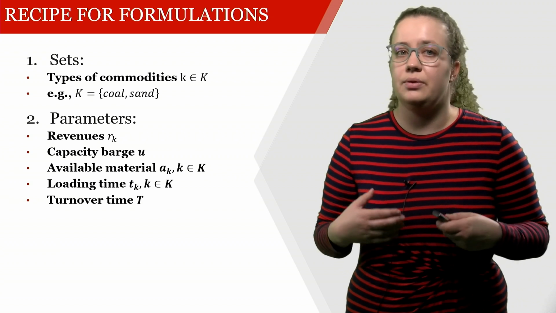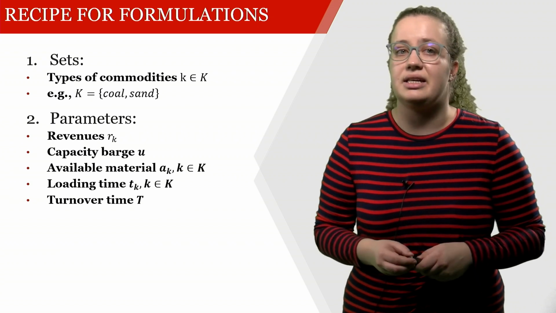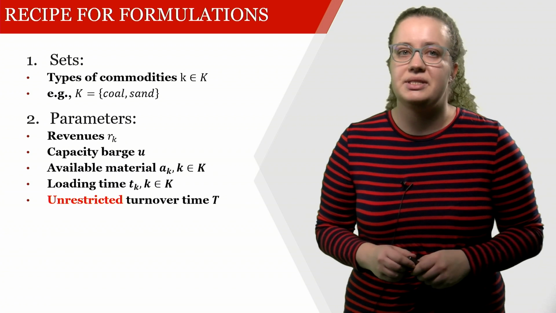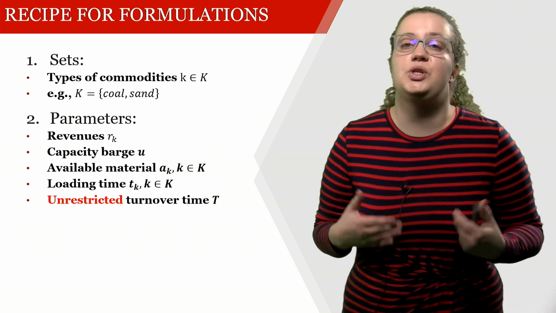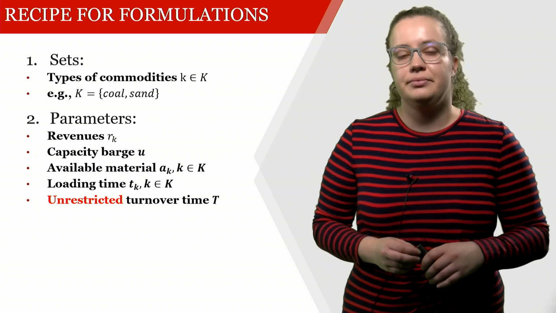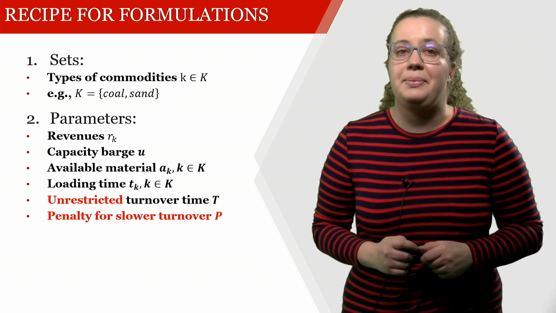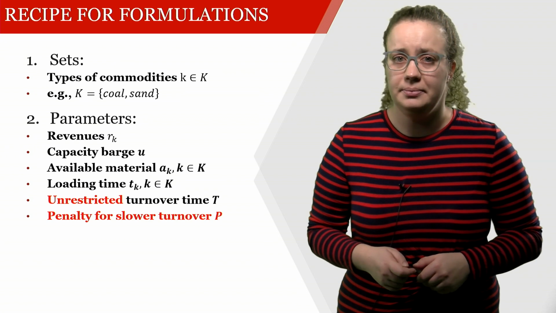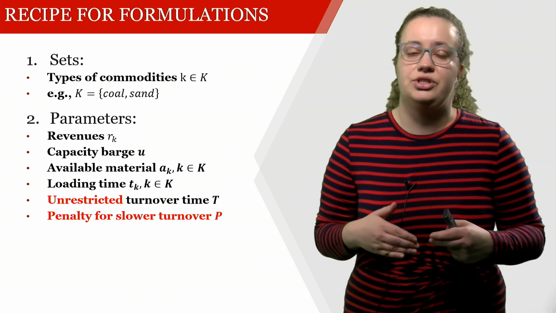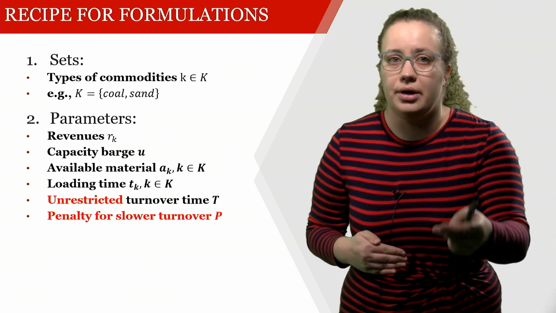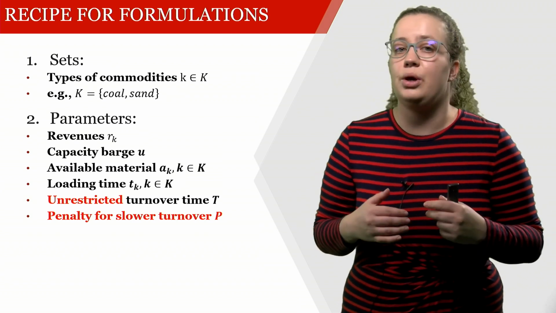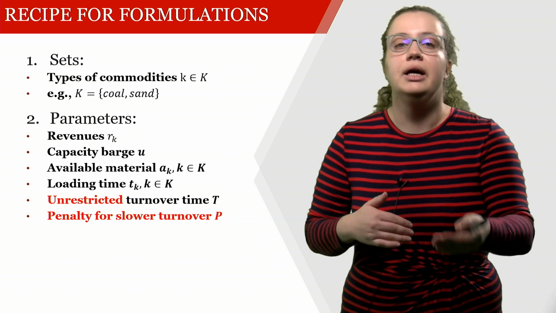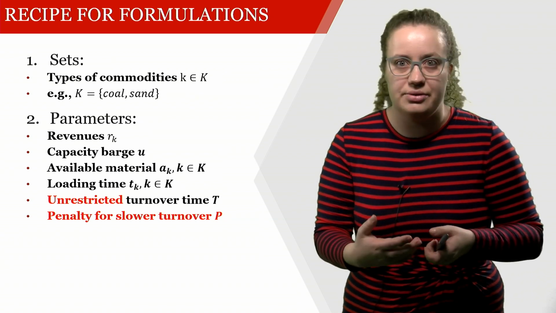So now we don't have T as in the turnover time, but T becomes the unrestricted turnover time, which means this is the time for which we don't have to pay extra. Secondly, we're going to add a penalty for slower turnover P. So if it's going to take us 1 hour longer, we're going to pay 2,000 euros, for instance. But if we only take 30 minutes longer, then we're only going to pay 1,000 euros extra.